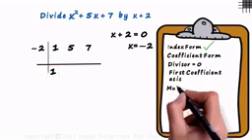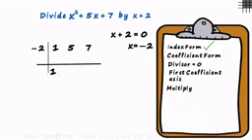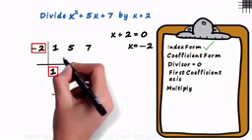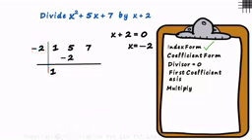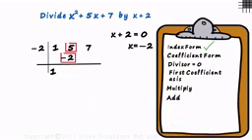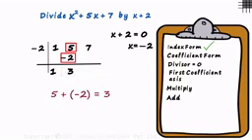The next step involves multiplication. But what do we multiply? We multiply these two numbers and write the product here. We multiply minus 2 and 1 and write minus 2 here. In the next step, we perform addition. We add these two numbers and write their sum here. 5 plus minus 2 equals 3.